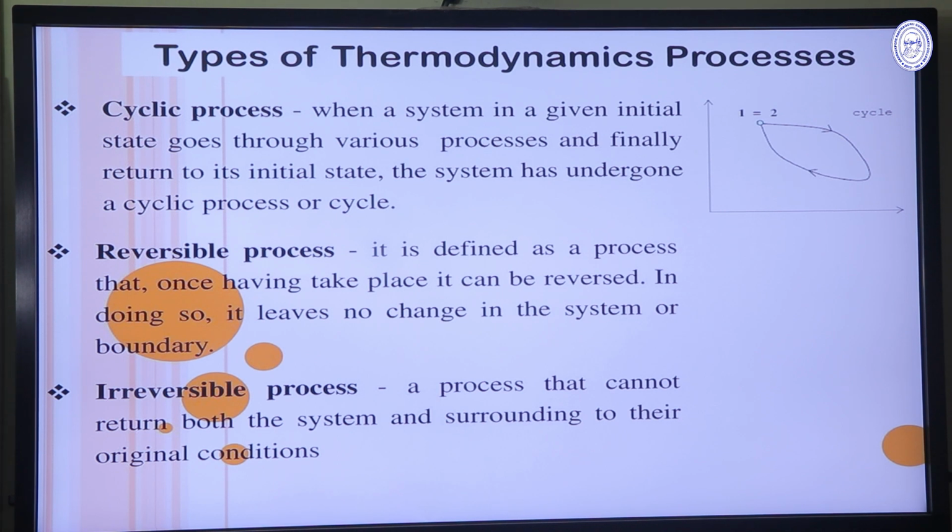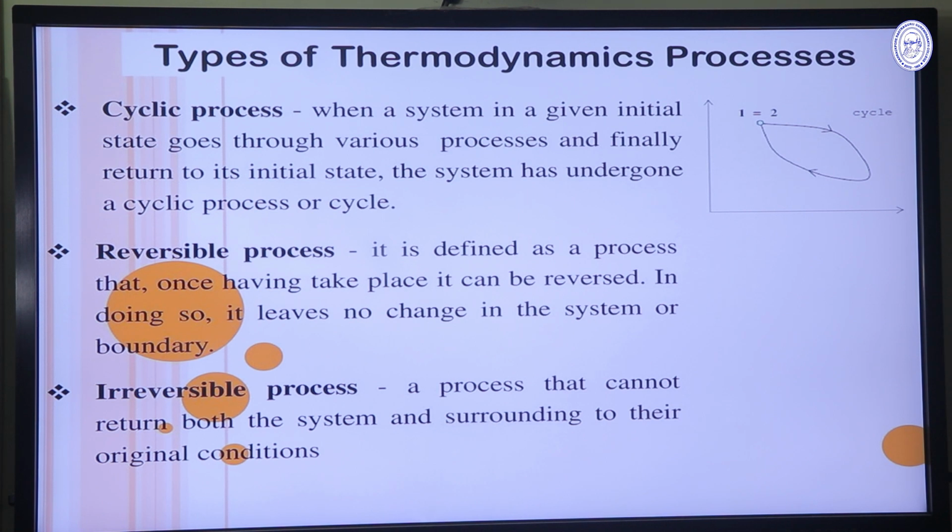Now, coming up to the reversible process. What is this reversible process? As the name suggests, reversible means it will revert back to the original condition. So, it is defined as a process that, once having taken place, can be reverted back, and in doing so, it will leave no change in the system or the boundary. So, suppose A is converting to B and B is converting to C. Now, if the process is an entirely reversible process, C will convert into B and B will convert into A following the same steps under the same conditions, and then only can we call such a process a reversible process.